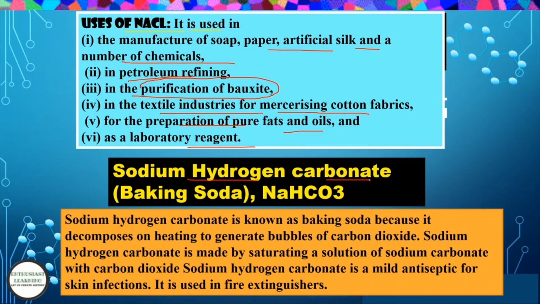Sodium hydrogen carbonate, baking soda, NaHCO3. Sodium hydrogen carbonate is known as baking soda because it decomposes on heating to generate bubbles of carbon dioxide. It is made by saturating a solution of sodium carbonate with carbon dioxide. Sodium hydrogen carbonate is a mild antiseptic for skin infections. It is used in fire extinguishers also.